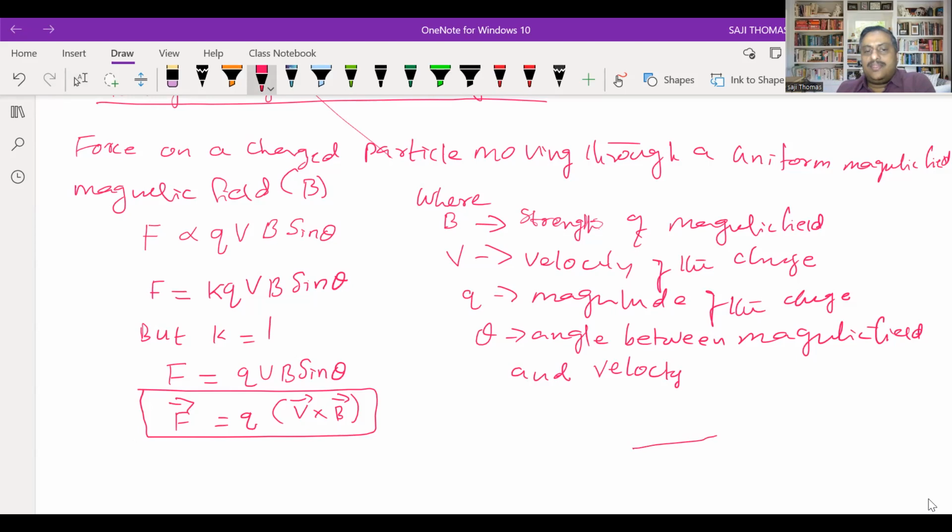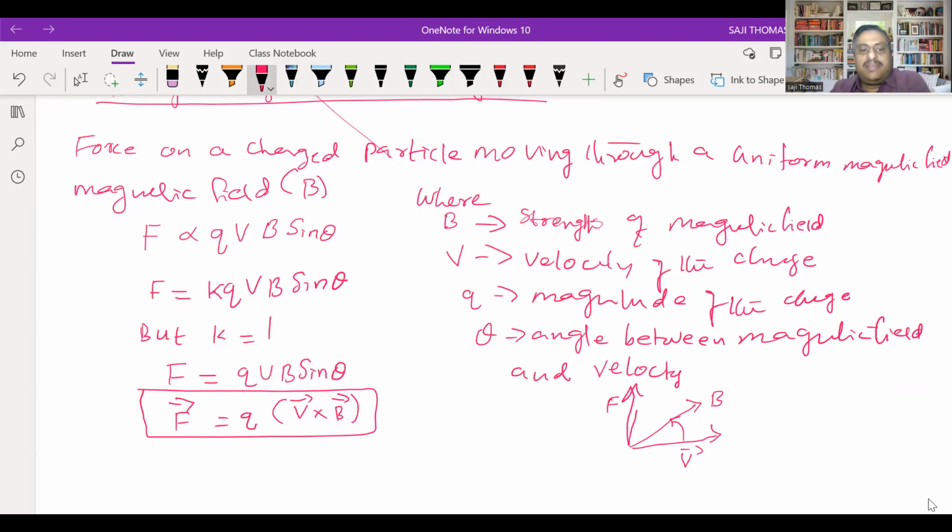Suppose this is the direction of V, and this angle is measured from V to B, velocity to B. Then the direction of the force will be perpendicular to these two. This will be the direction of the force.